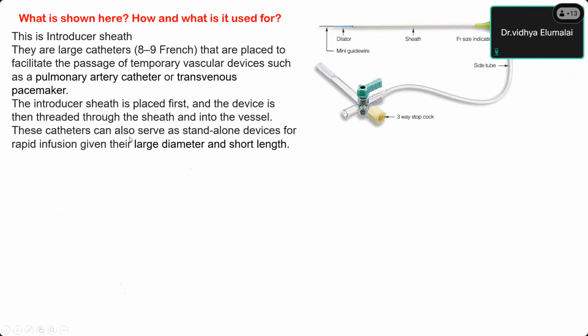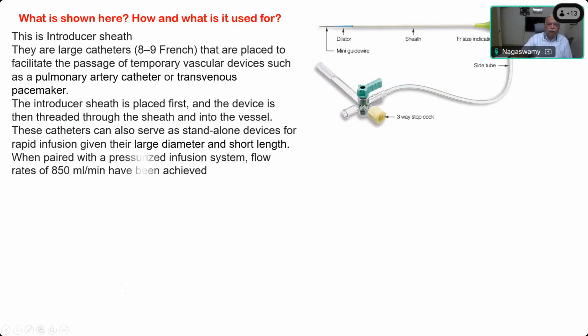Okay, these catheters also serve as standalone devices for rapid infusion, given their large diameter and short length. So it is not necessary that you should always introduce a PA catheter or a pacing wire. You can use this itself. After removing the PA catheter, this sheath can be left behind as a standalone transfusion device. And when paired with a pressurized infusion system, flow rates up to 850 ml per minute have been achieved.